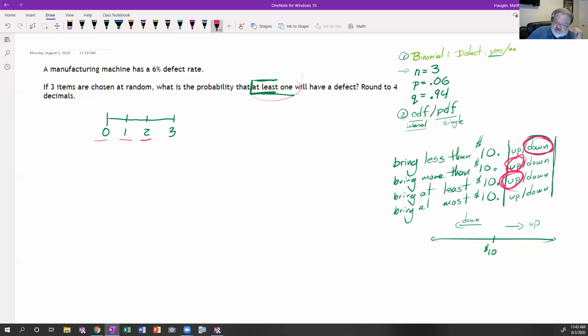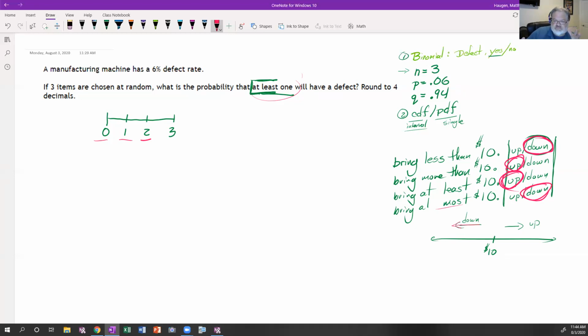What about bring at most $10? 10 and below. Down. Now, why might somebody bring at most $10? I don't know, if they're going to go gamble and they're a bad gambler. You can bring at most $10. Okay, I'll bring $10. You'll lose the $10 and that's okay. But don't bring any more than $10. We got bills to pay. Fair? At most $10 is a down. Yeah, down that way, because most is that upper bound.